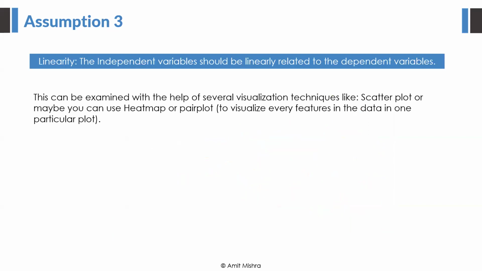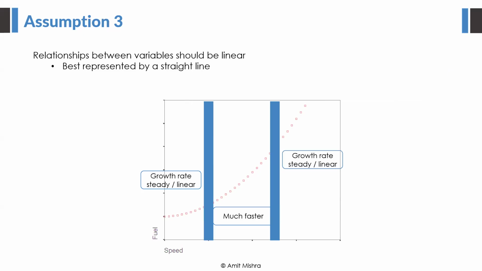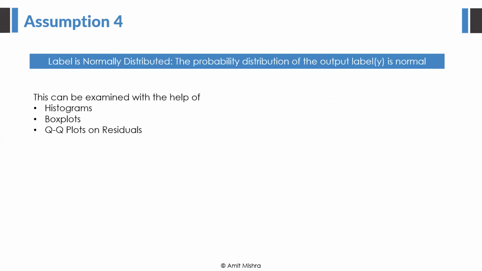This is clear. Assumption number three, linearity. The independent variable x should be linearly dependent on the dependent variable y. This is very important. If you are implementing a linear regression model, you need to understand that there has to be a sign of linearity between x and y. Next, the relationship between the variables should be linear, or best represented by a straight line.